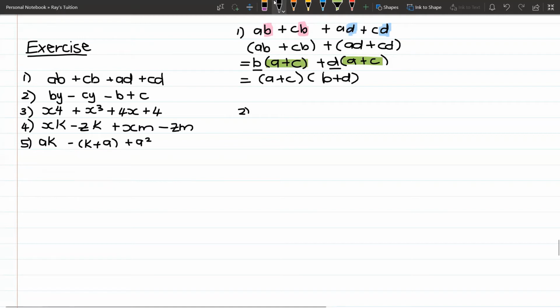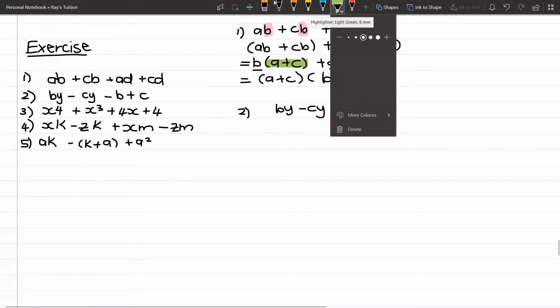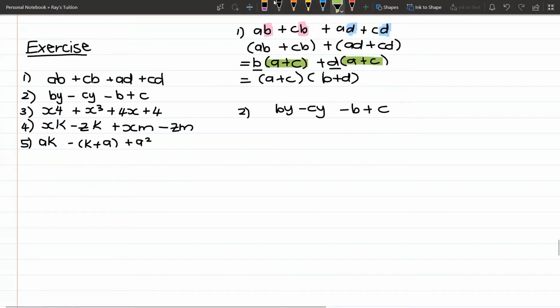Let's have a look at the second one. We have by minus cy minus b plus c. Now we see in the first bracket, I mean, the first two terms both have this y. And then the next two terms, they have this b plus c, but it's the wrong way.